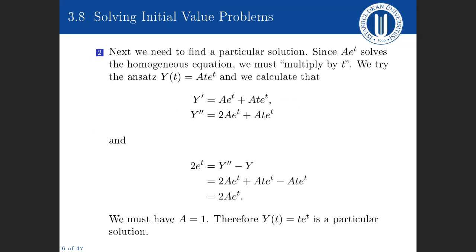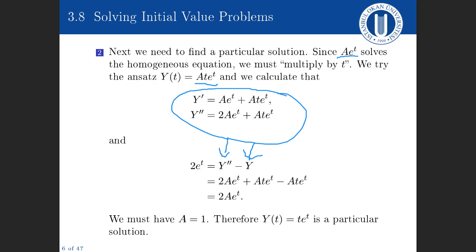Now, note here that a e to the power t solves the homogeneous equation. So we can't use exactly the same function in our ansatz. Instead, we need to multiply it by t. So the ansatz we're going to be trying is a constant a t e to the power t. Differentiate this 2 times. Substitute this into the differential equation and simplify.